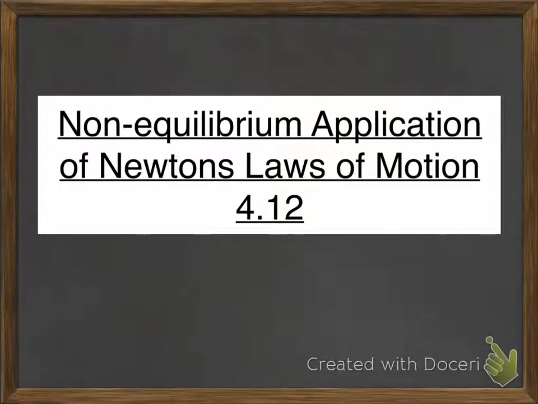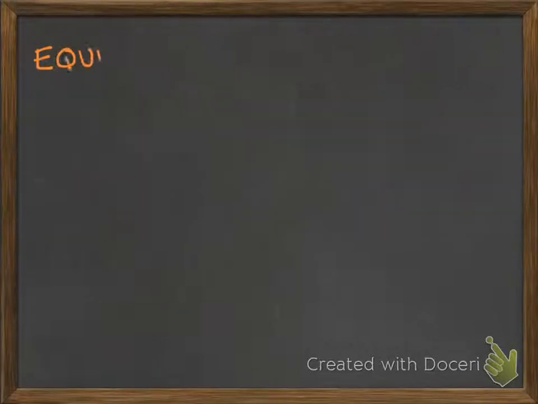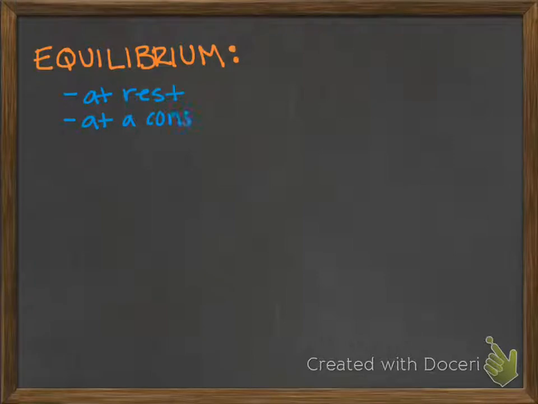So in this section, section 12 of chapter 4, we'll learn about non-equilibrium application of Newton's laws of motion. Two sections ago, I think, we learned about equilibrium forces. That just means that they're either at rest or at a constant velocity. And because of this, they are in equilibrium.